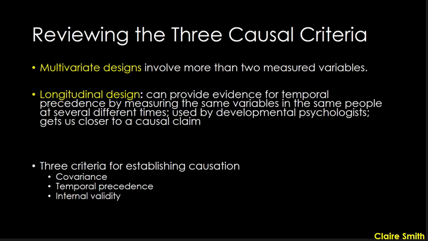So the first thing is a review of the 3 causal criteria. In the previous chapter, we talked about bivariate designs, bivariate relationships, which is a correlation that has 2 variables. This chapter, we're looking at multivariate designs, which is just a correlation or study that's looking at more than 2 variables. So from 3 variables all the way up to 1,000,000 variables or whatever, right? Just something more than 2 measured variables.